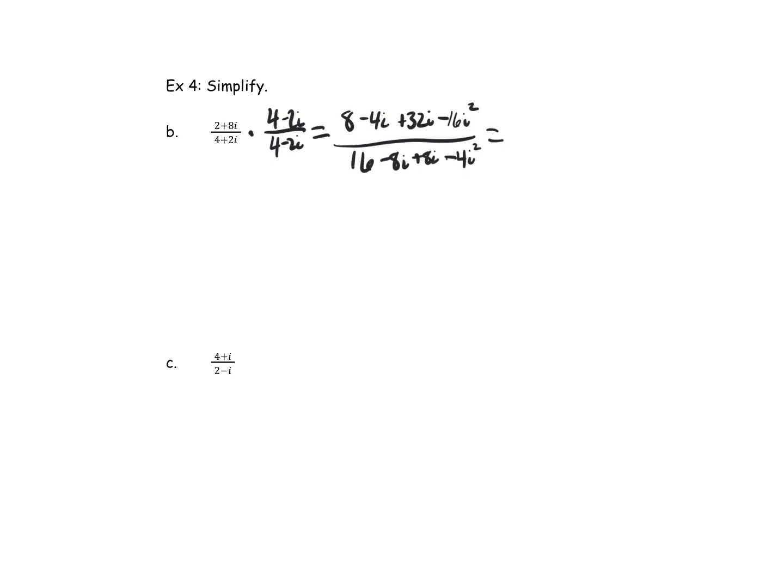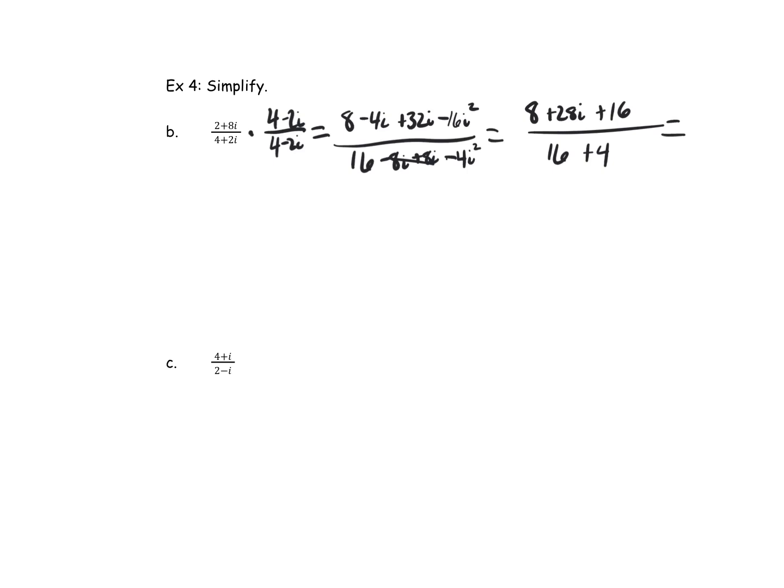All right, now we want to simplify that, clean it up. 8 can stay the same. Negative 4i plus 32i is 28i. And then the negative 16 times i squared is the same thing as plus 16. Then on the bottom, those are going to cancel out. Negative 4 times i squared is like plus 4. So we can combine our like terms on top.